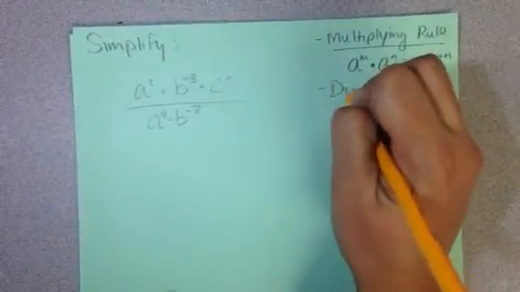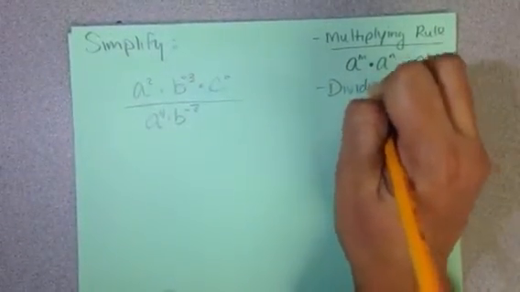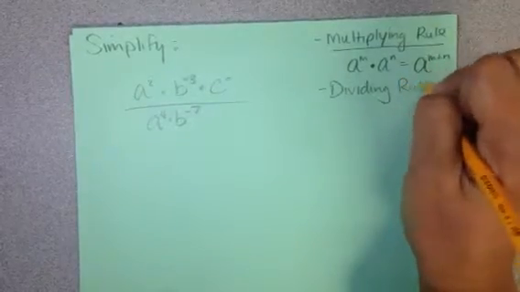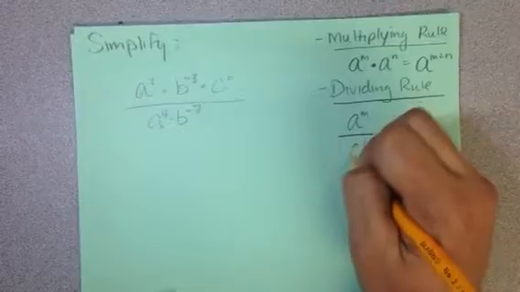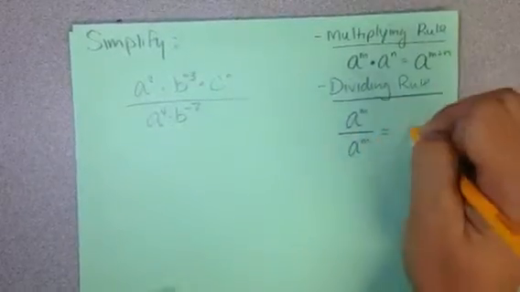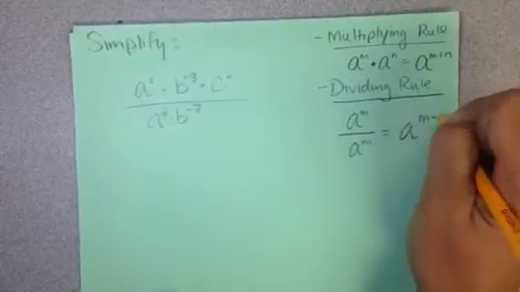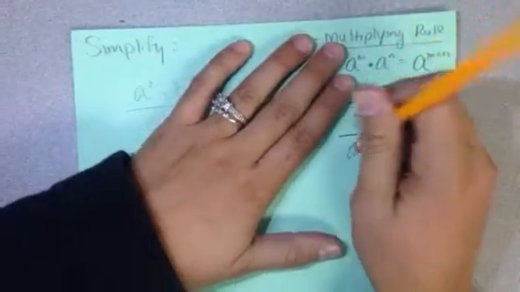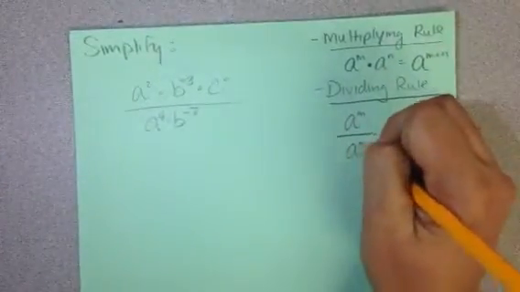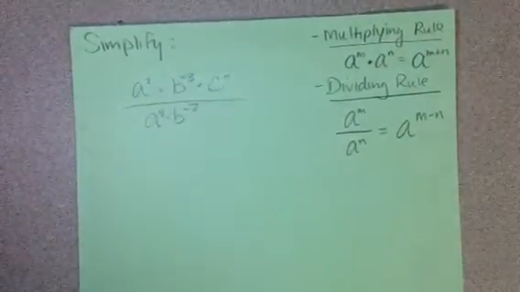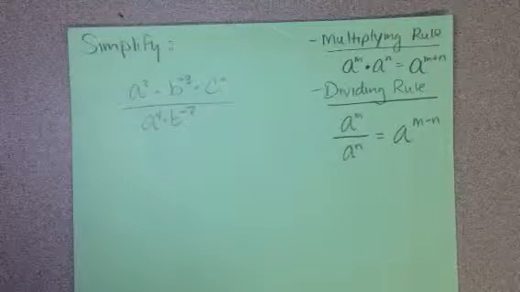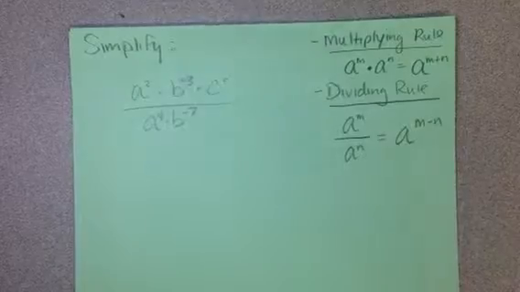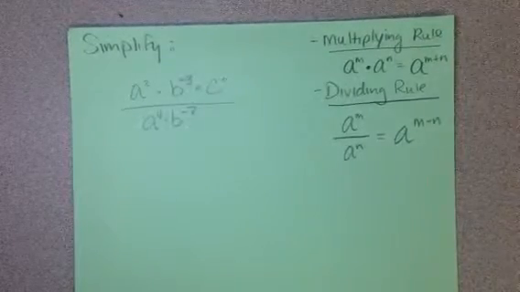The dividing rule says that if you have two items being divided, same base, you keep your base and you subtract. I'm sorry, that's supposed to be an n. Keep your base and subtract your exponents. And the power to a power rule, we're not going to use in this example, but that's if you have an exponent taken to another power, you multiply them.